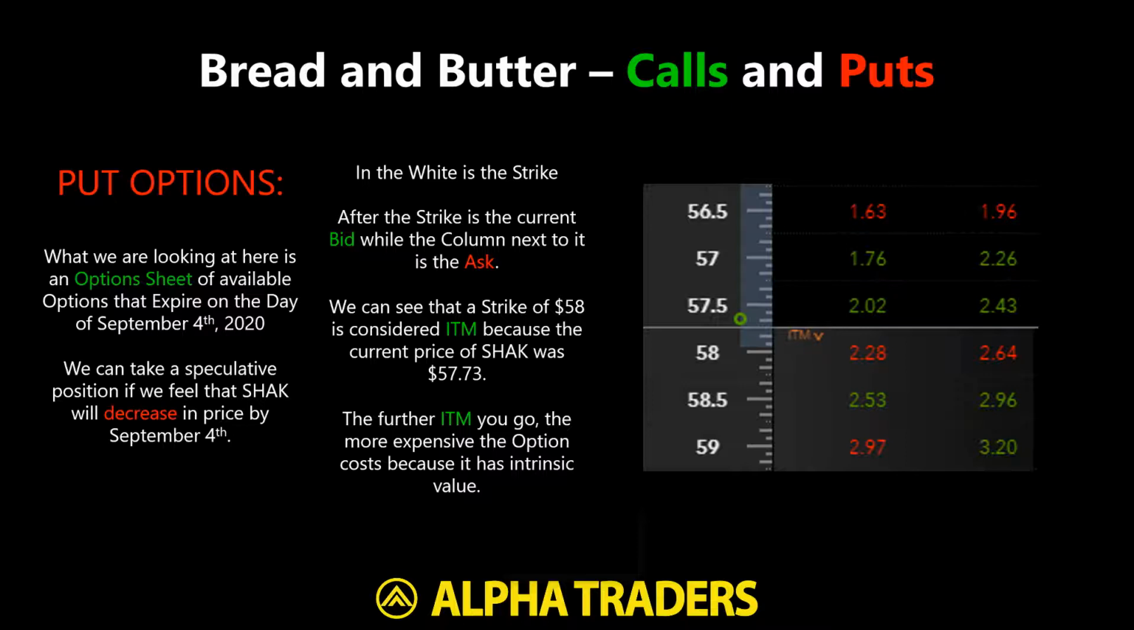with the expiration of September 4th. We could take a speculative position if we feel that Shaq will decrease in price by September 4th. In the white, again, is the strike. This is your strike, right? And then you have your bid, and then you have your ask.